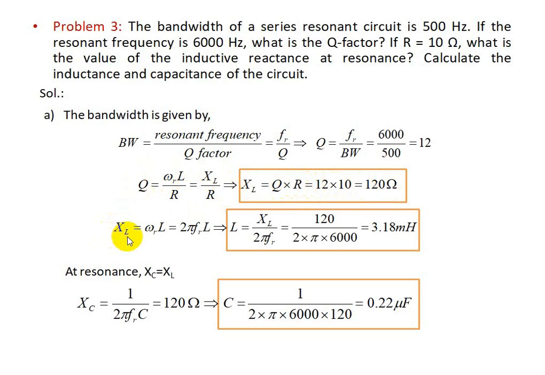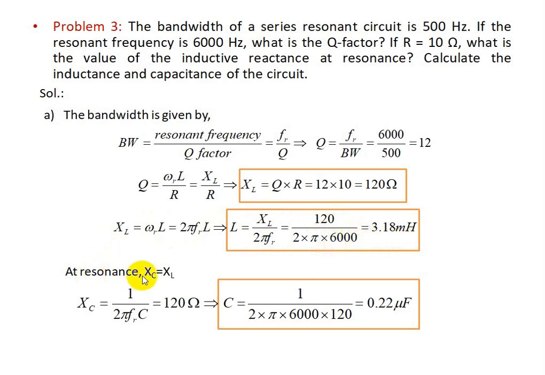Next, after knowing XL, we know that XL is equal to omega R into L. From this equation we can find inductance. This can be written as 2 pi Fr into L. So find inductance L from the formula XL divided by 2 pi Fr. Substitute the values, XL is known and Fr is known, and you will get the value as 3.18 millihenry.